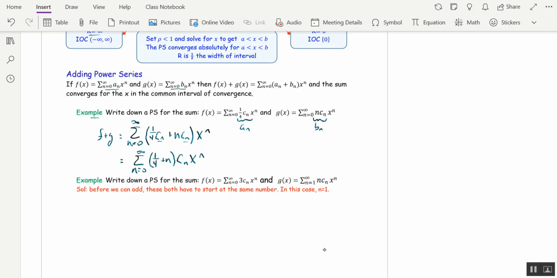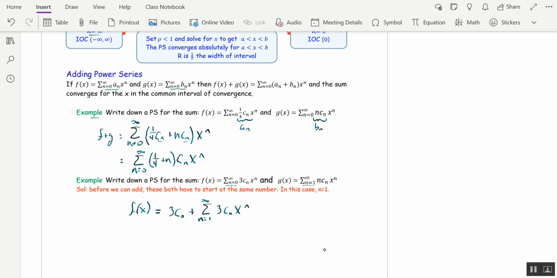Here we've got one that starts at 0 and one that starts at 1. So in that case, in order to add the two power series, you need to start them both at 1, the higher of the two numbers, 0 and 1. So here's how to do that. Take f of x and rewrite it as a power series that starts at 1. So how do you do that? You cull off the 0 term. When n is 0 in f, we get 3c0. All right, and then you're going to get the rest of the terms. That's the sum, n equal 1 to infinity of 3cn x to the n.